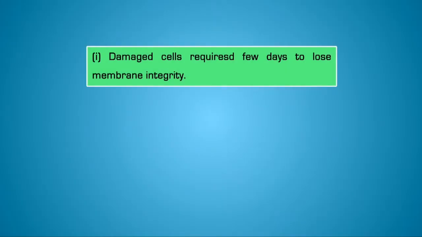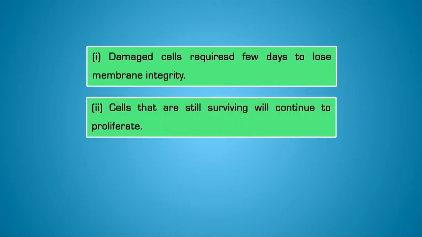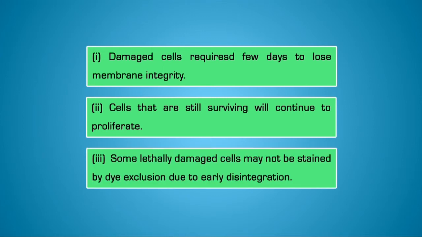While using dye exclusion assays, certain factors should be accounted for. First, damaged cells require a few days to lose membrane integrity. Secondly, cells that are still surviving will continue to proliferate. Thirdly, some lethally damaged cells may not be stained by dye exclusion due to early disintegration. Here, the second and third factors may cause underestimation of cell death when data is to be prepared as percentage of surviving cells.